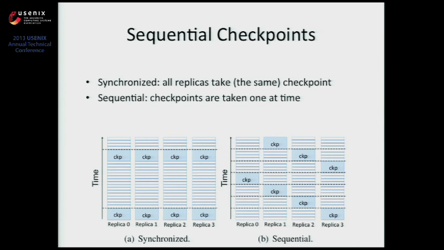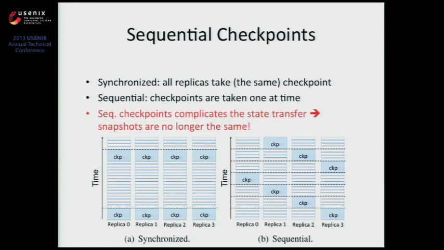So what we want to do is something called sequential checkpoints. We schedule the checkpoints and the replicas execute checkpoints one after another. The problem with it is that it will make the state transfer much more complicated, okay? But the basic idea is to stop replicas at different points in their execution to create different checkpoints.